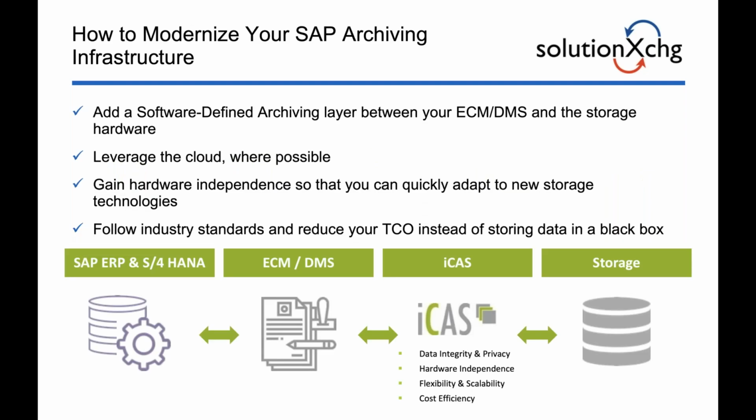So how do you modernize your SAP archiving infrastructure? Add this software-defined archiving layer between your ECM and DMS storage and the storage hardware. Try to leverage cloud whenever possible, and make sure that you gain hardware independence when you're jumping onto new projects around SAP archiving. Adapt so that you can quickly adapt to new storage technologies, and stay away from proprietariness where you can. Have a system that is intuitive, where you don't have a significant learning curve getting your team ramped up on maintaining this from a day-to-day basis.